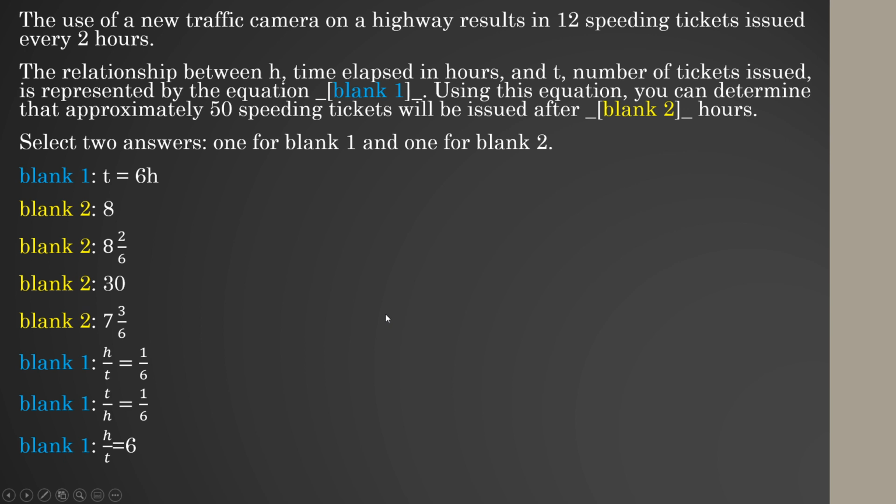Our next question says the use of a new traffic camera on a highway results in 12 speeding tickets issued every 2 hours. The relationship between H, time elapsed in hours, and T, number of tickets issued, is represented by the equation blank. Using this equation, you can determine that approximately 50 speeding tickets will be issued after blank hours. Select two answers, one for blank 1 and one for blank 2. Okay, so blank 1 is asking us for the equation. For our equation, I have 12 speeding tickets every 2 hours. So that simplifies to 1 over 6. The equation that we want to use here is this one right here that has h over t, and that's equal to 1 over 6.